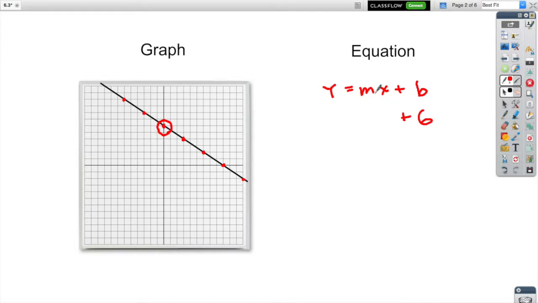Then, of course, we need slope. Slope is the number next to x, and so if we pick a point, maybe this one right here, it looks like we have to go down 2 and to the right 3. So down 2 would be negative 2, to the right would be positive 3. So that would give us a slope of negative 2 over 3x.